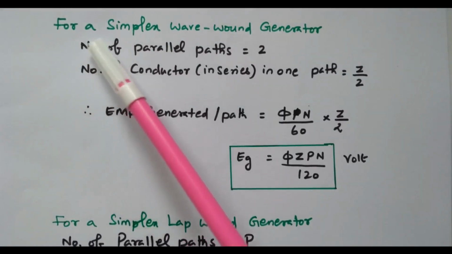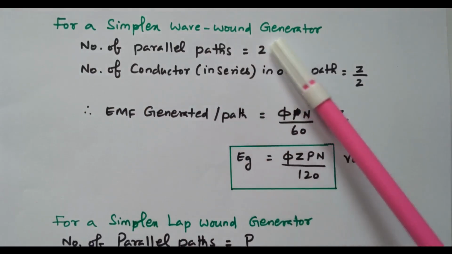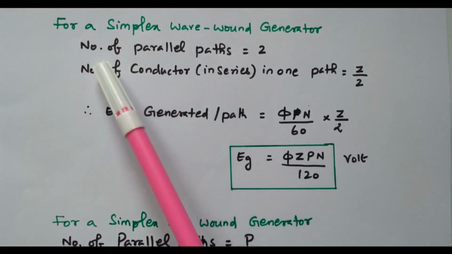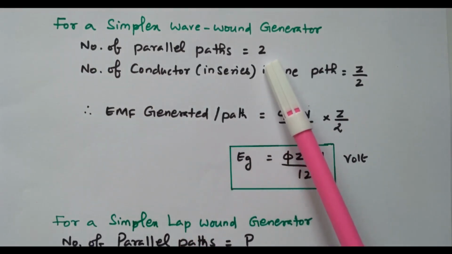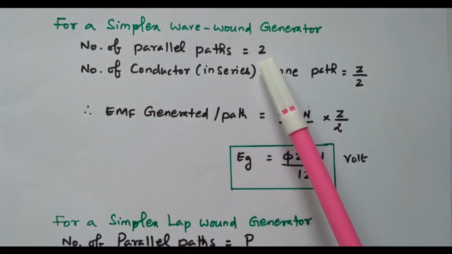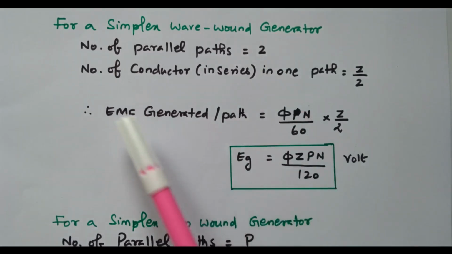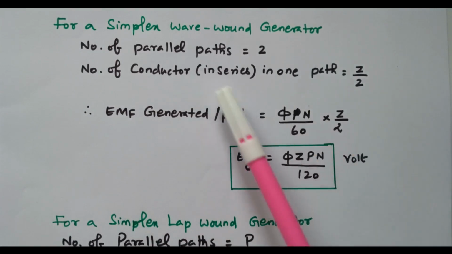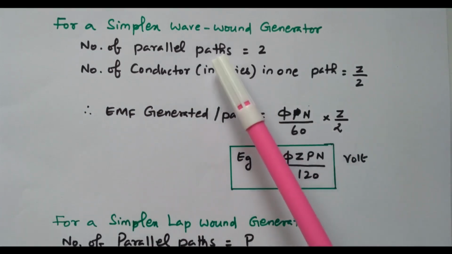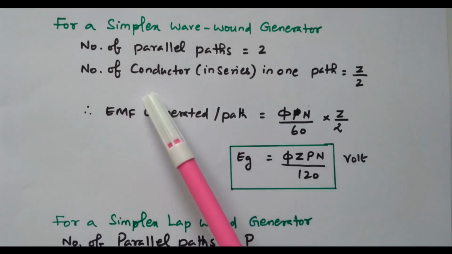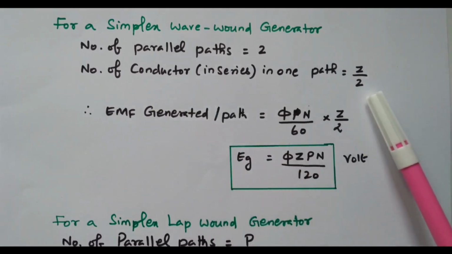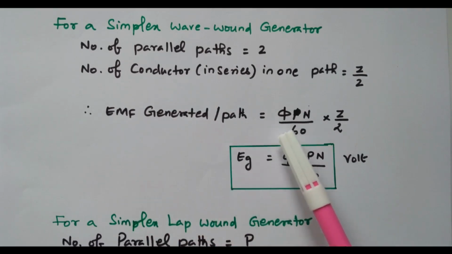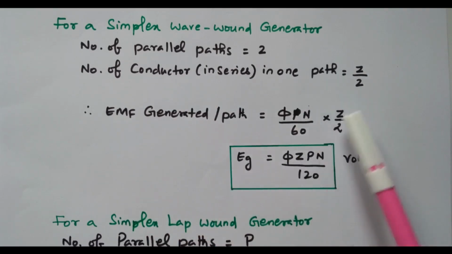First consider a simplex wave winding generator. The winding type is wave winding. So in case of wave winding, the number of parallel paths is equal to 2. Always for wave winding, the number of parallel paths will be 2. So the number of conductors in one path is Z divided by 2, connected in series. So only two parallel paths are available. So EMF generated per path is nothing but ΦPN divided by 60 into Z by 2.